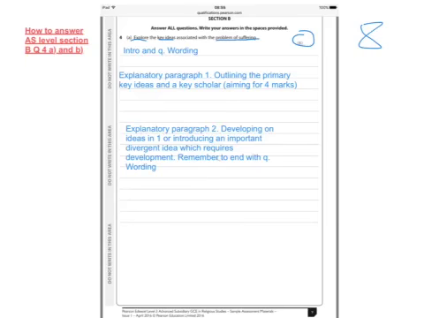Next you'll need to provide your second explanatory paragraph, all layer 1, so all demonstrating your knowledge, developing on the ideas in 1, depending on the question, or introducing an important divergent idea. Say, for example, you wanted to spend the first paragraph on the logical problem and the second on the evidential problem of suffering, then that would be divergent. And again, aiming for 4 marks and remembering to end with the question wording. So I aim to give you an example of this now on the next slide.